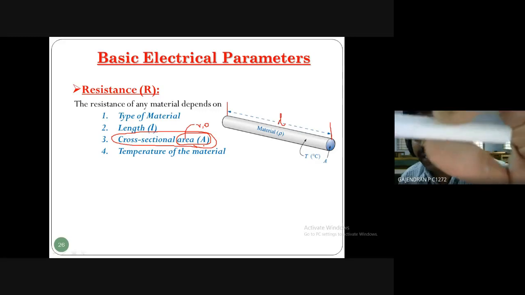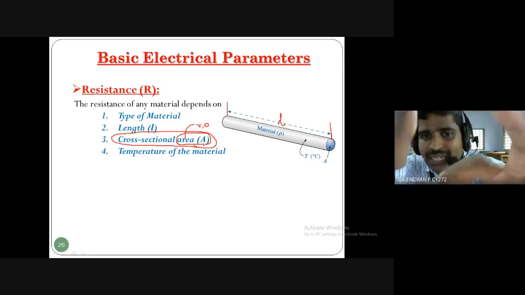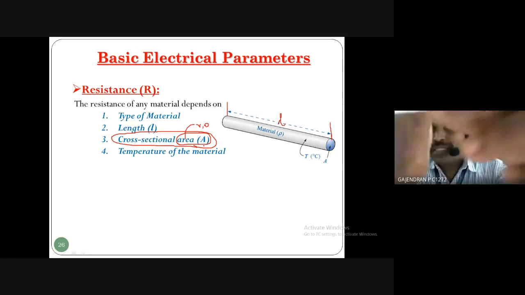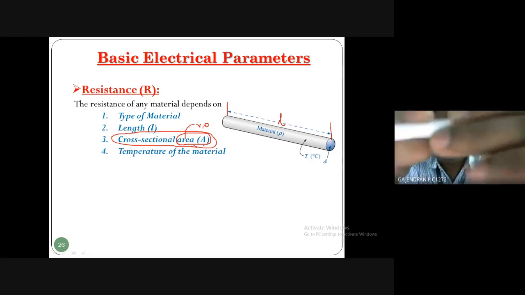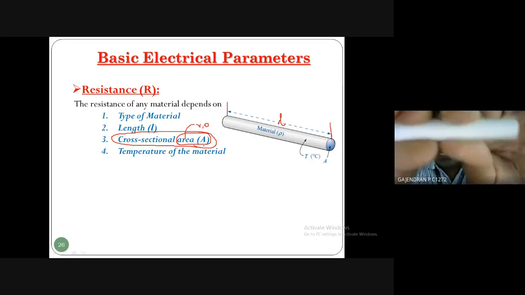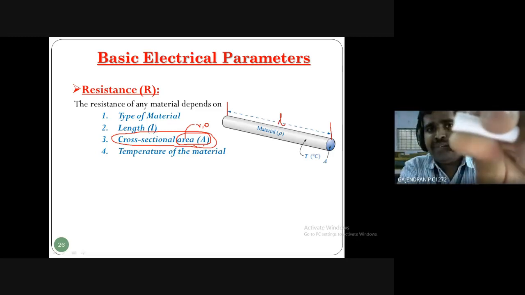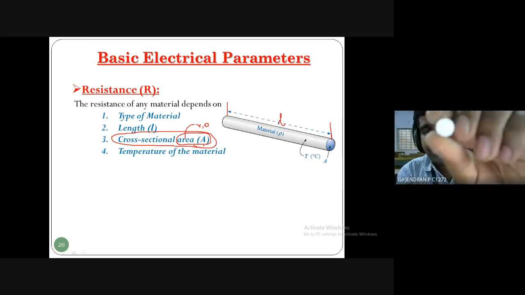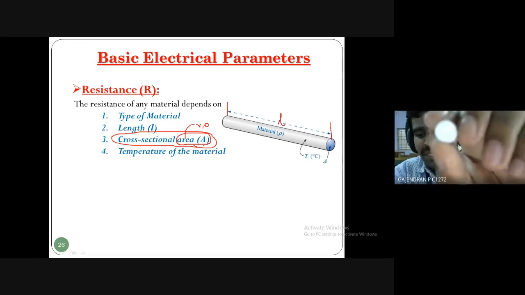Listen. This is my conductor. Cross sectional area means I need to cut the conductor. I am going to cut the conductor and you need to see this. In Tamil they call it the cross-cut view.